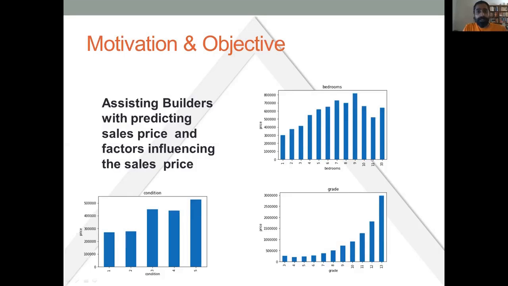Here, the price was the base predictor for everything. The questions I wanted to address were: what kind of property does a builder need to build, what price range should they aim for, and what other facilities do they need to address so that the product sells the most?